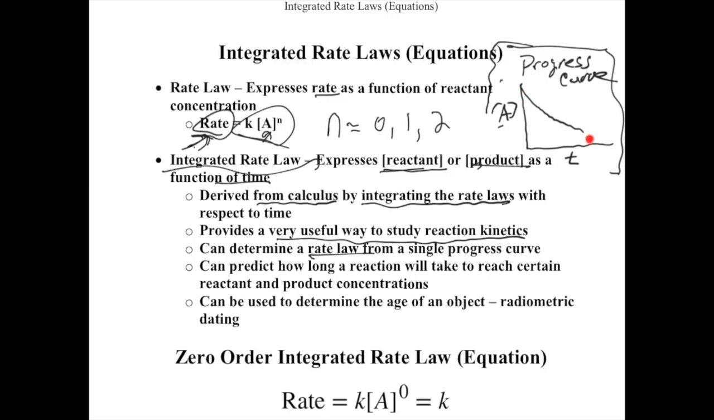So by playing around with this, I can actually get this rate law from a single curve. Instead of measuring a bunch of different rates at different concentrations, I could do it in one shot. So that's one useful thing. We can also predict how long it will take to reach certain reactant or product concentrations. And that's nice if you're trying to predict something.